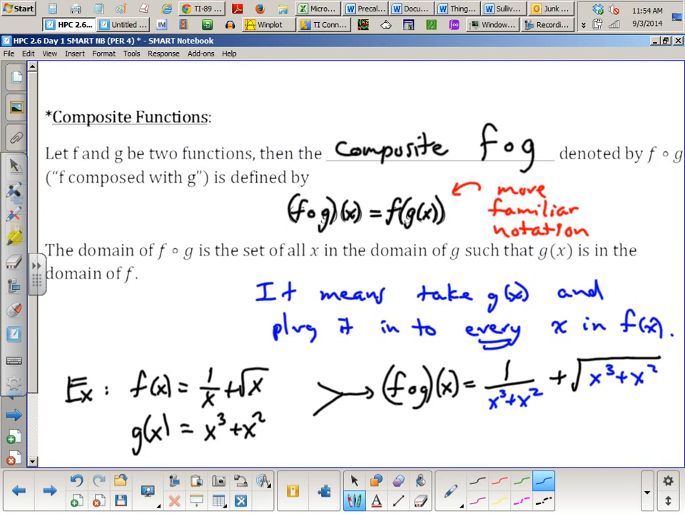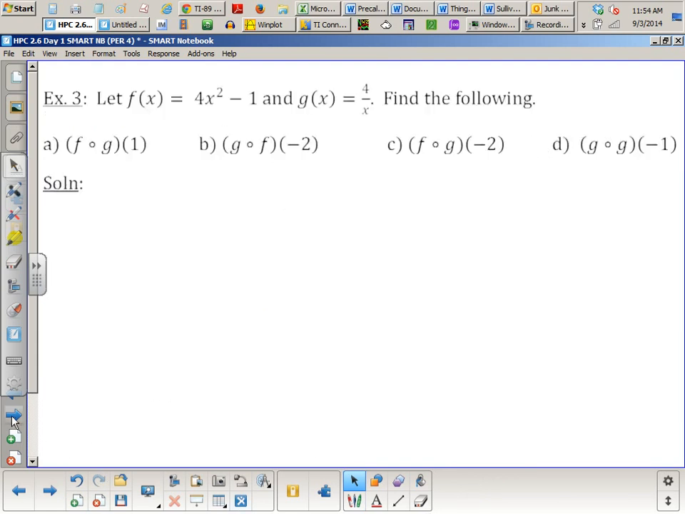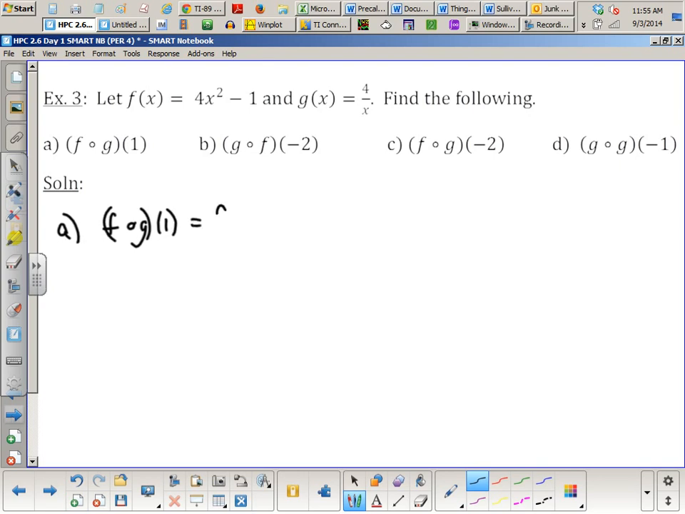Today we'll just do real simple stuff here. Let's try one example, and then we'll call it a day. Let's say you have these two functions, 4x squared minus 1 and 4 over x, and you want to find fog of 1. What does that mean? It means f of g of 1.